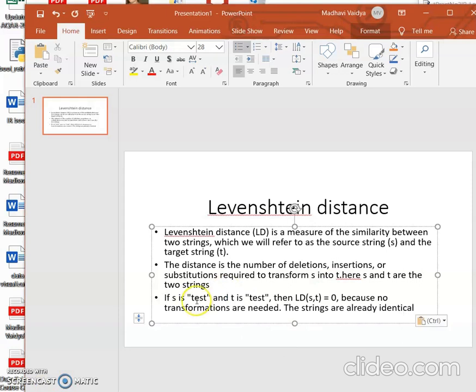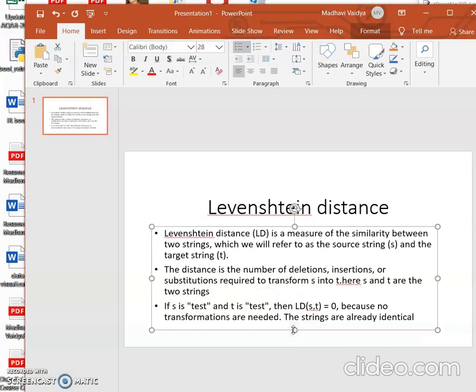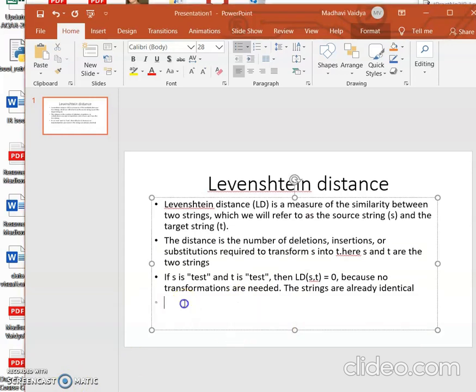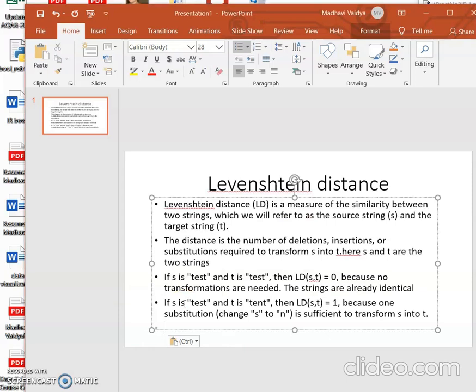If there are two strings, S is test and T is test, then obviously the difference between S and T would be 0 because both are similar. But suppose I talk about some other string, where in S there is test and the other is tent, as I told you earlier. So one substitution from S to N. Here there is S and here there is N. Otherwise both the strings are same. So one substitution or one change from S to N would be sufficient to transform S into T.